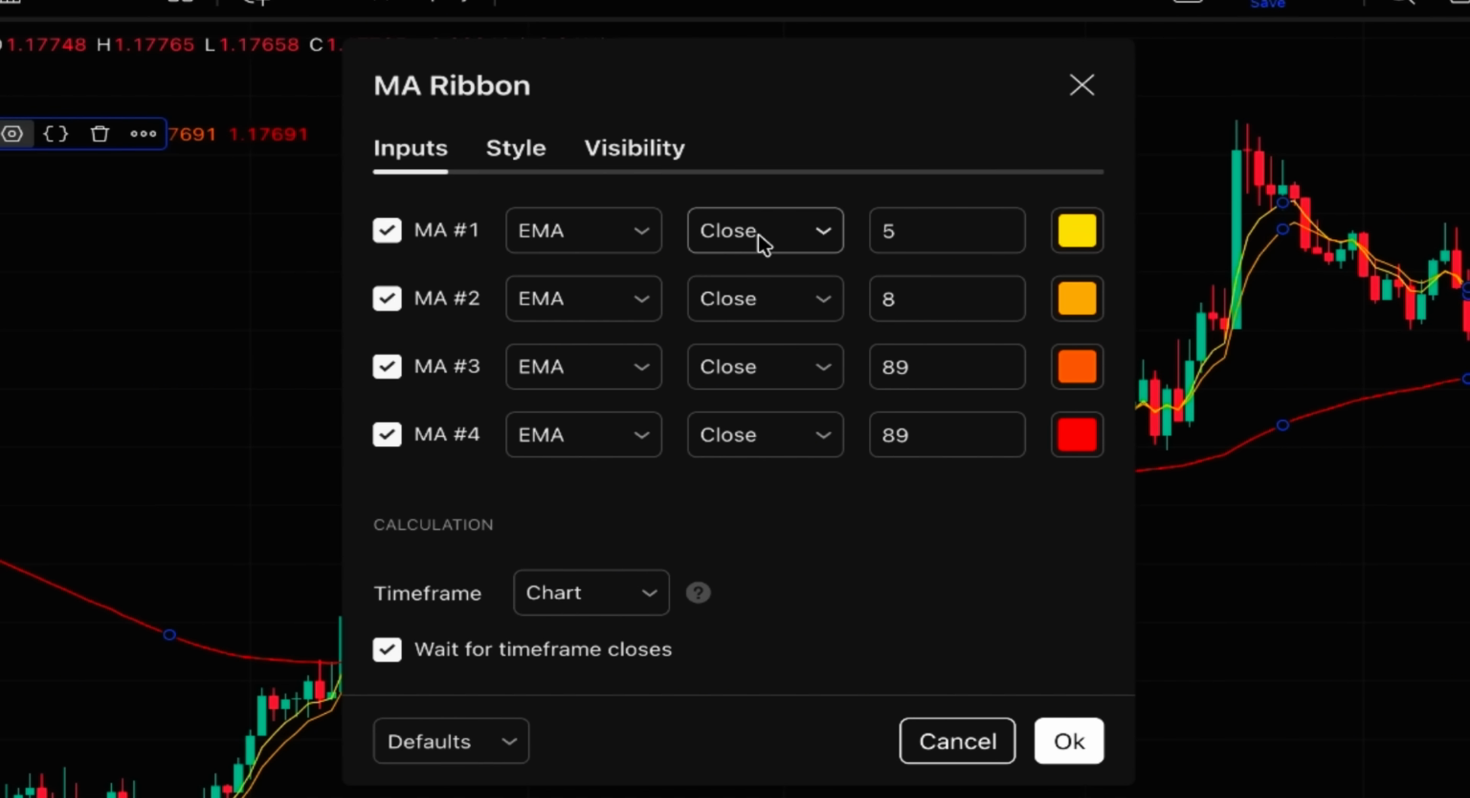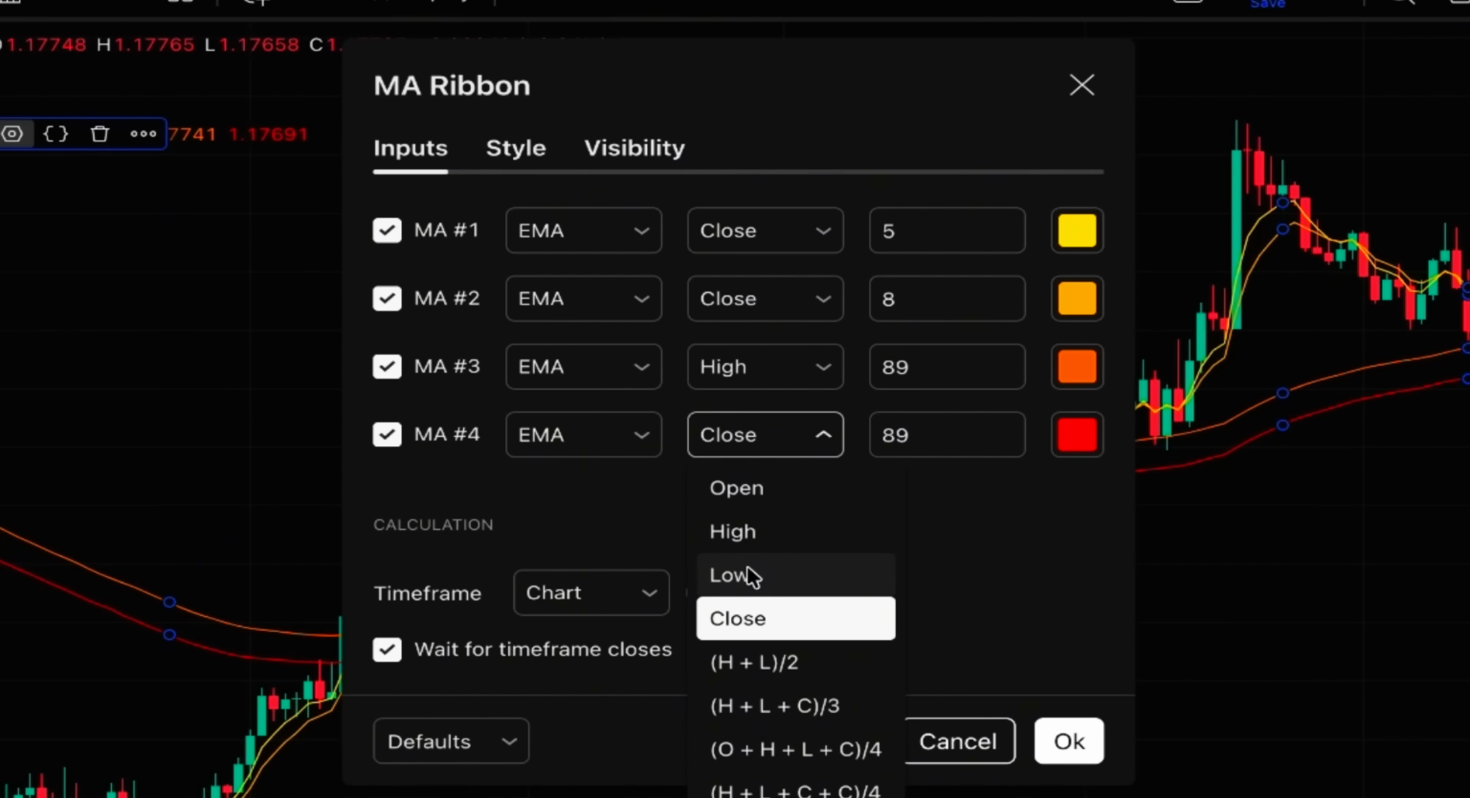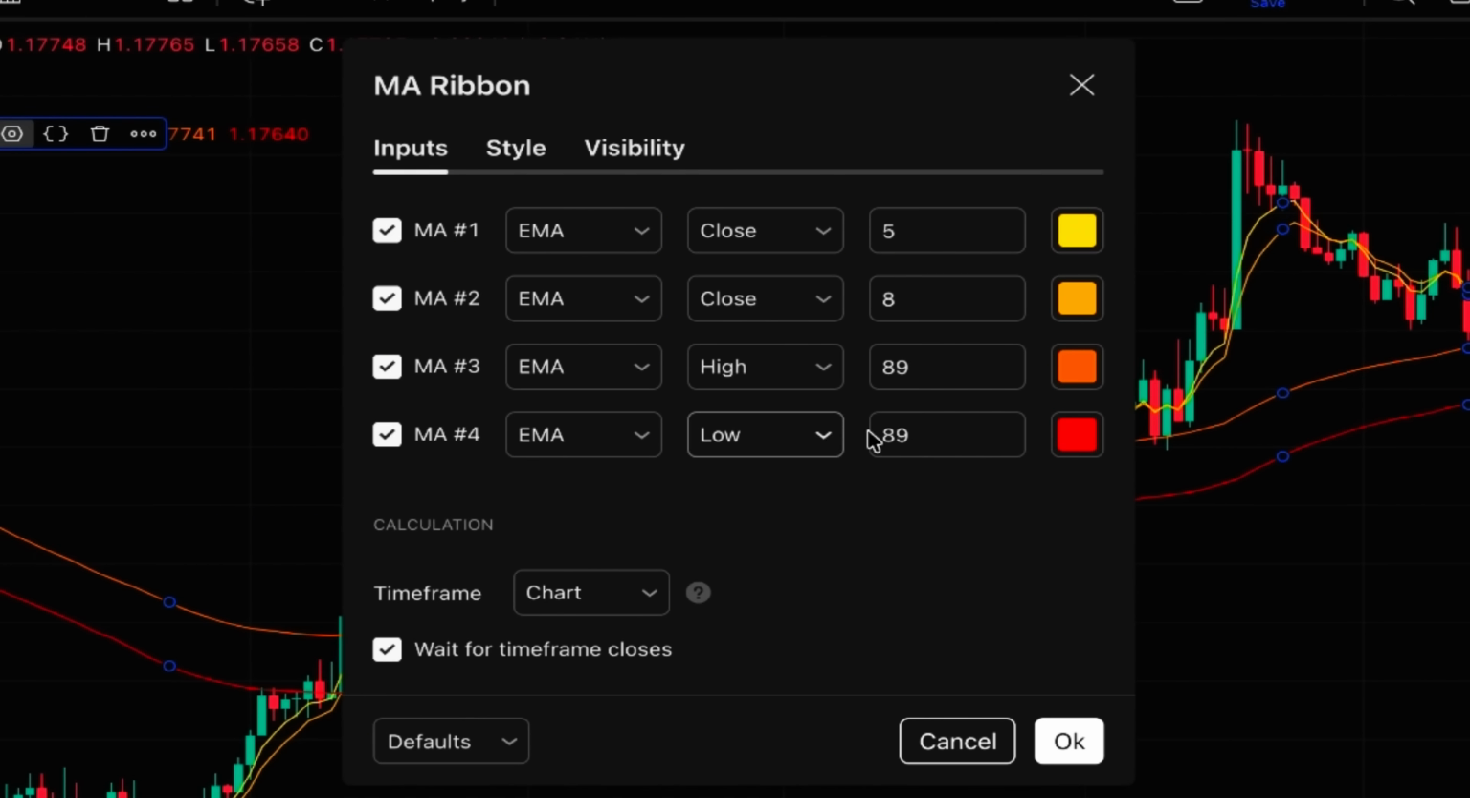Then here for the source of calculation, for the first EMA, it should be based on close. For the second EMA, also based on close. For the third EMA, it should be based on high. And for this EMA, it should be based on low. So here we have 2 exponential moving averages with the same length of 89, but one of them based on high and the other one based on low.